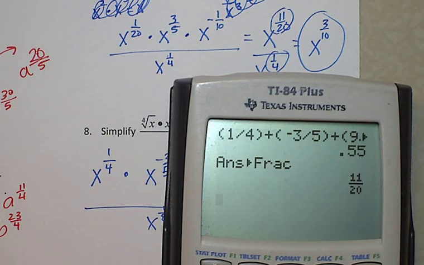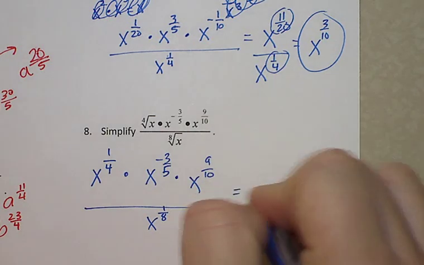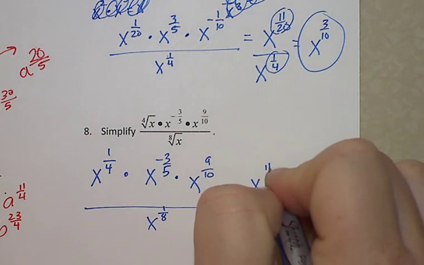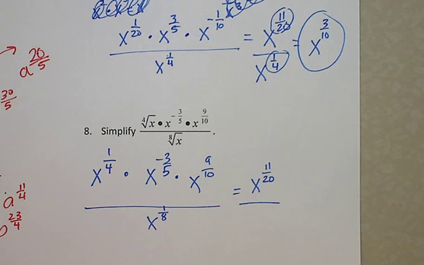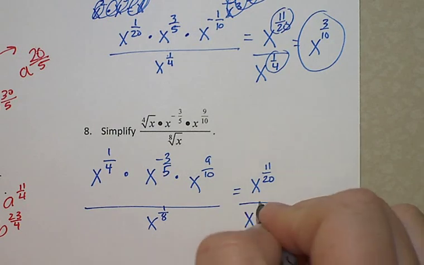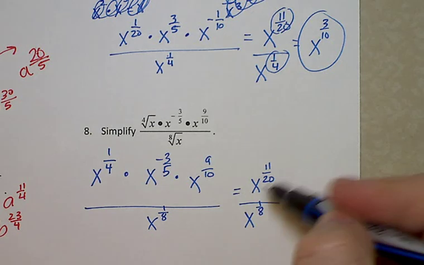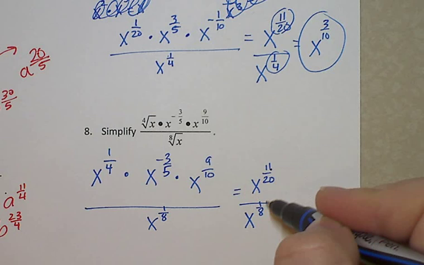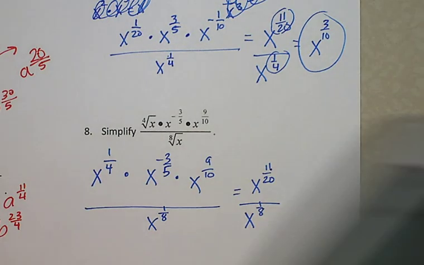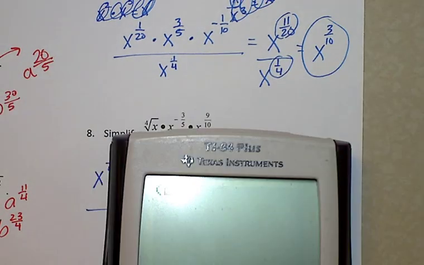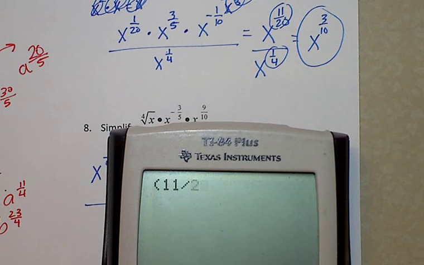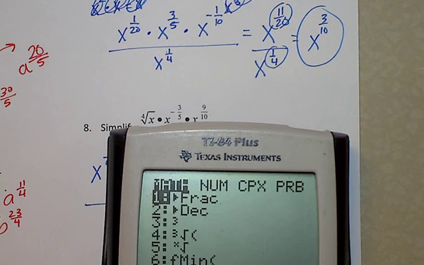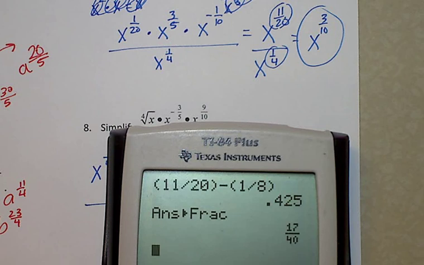And 11 over 20 just happens to be the exact same problem as before. And I have it over x raised to the 1/8. When you have the same base and you're dividing, you subtract the exponents. So I'm going to take the top exponent in parentheses, subtract the bottom. Turn it back into a fraction by hitting Math, Fraction, Enter, Enter. 17 over 40.